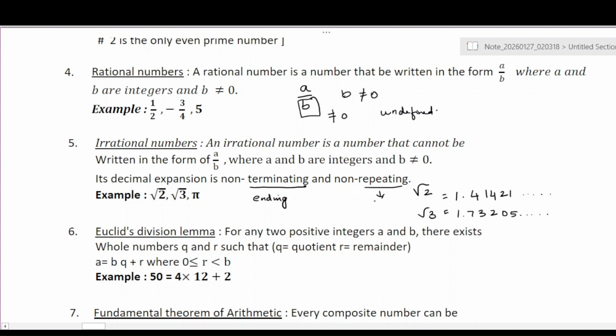Repeating, they don't repeat also. No ending, no repeating. Okay, so these are irrational numbers.